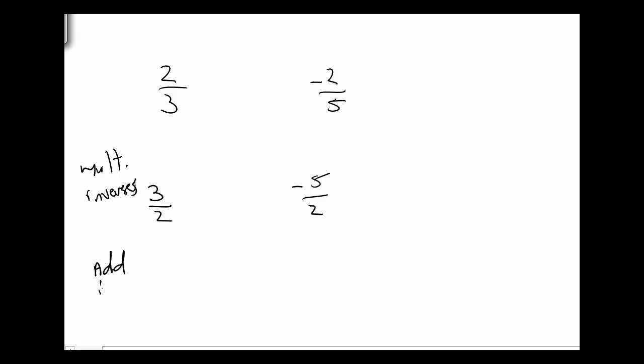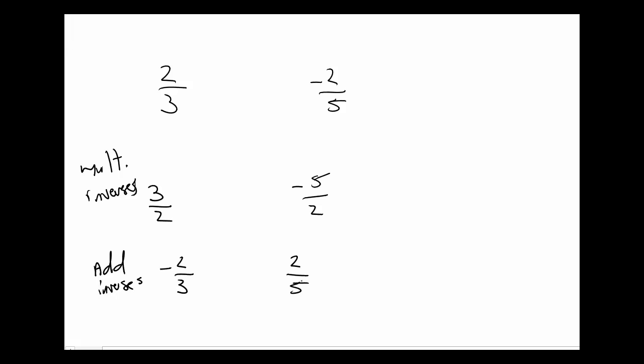because we also have additive inverses that we've talked about in a previous section. So what would the additive inverse be for 2/3? That would be -2/3. And the additive inverse of -2/5 would be +2/5.